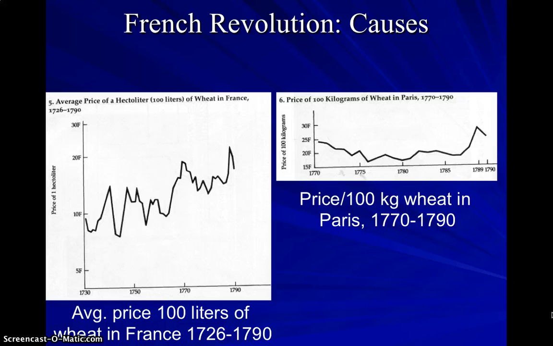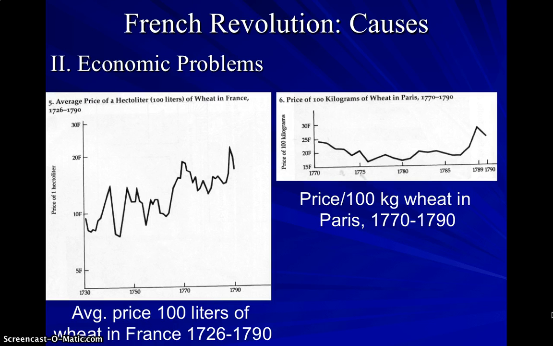Now, to get a sense of how these issues faced the French, one of those aspects is to look at these other economic problems, particularly in terms of food. What you have here are two different charts that talk about the price of wheat. One is the price of wheat in France, and the other is the price of wheat in Paris in the years leading up to the French Revolution.